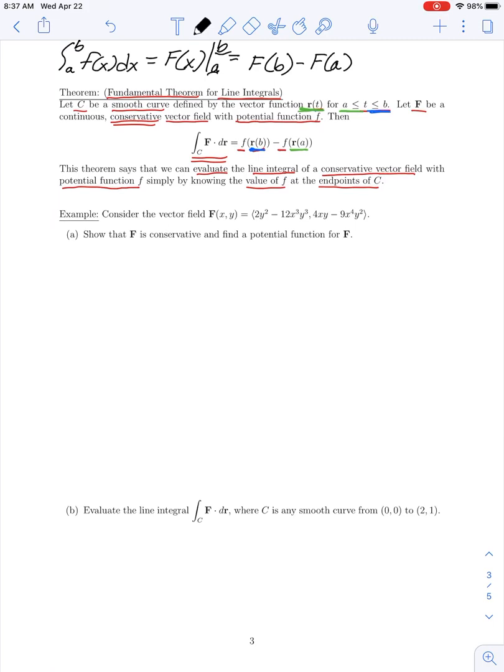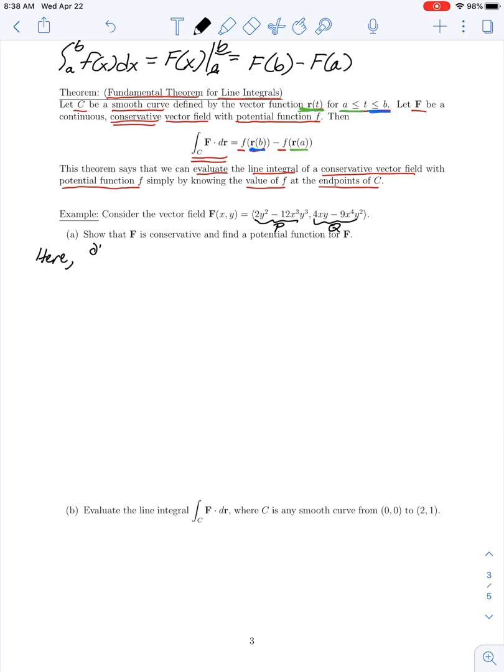So here we are given the vector field f of x, y. It's two-dimensional. So here its component functions are p and q. And in part A, we are asked to show that this vector field f is conservative and find a potential function for f. So to show that this thing is conservative, we would use our cross partials test.